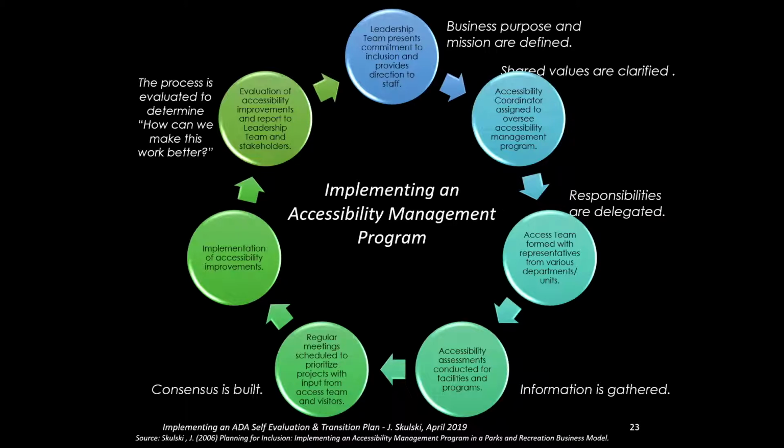Information is gathered, and that would be both an assessment of your facilities, your programs, and then also your policies and procedures. That accessibility management team meets regularly and prioritizes projects with input from all of those areas, departments and units, and especially also from the community of people with disabilities. You implement your accessibility improvements, and then you continue to evaluate those accessibility improvements and report back to leadership and stakeholders in regards to your process.